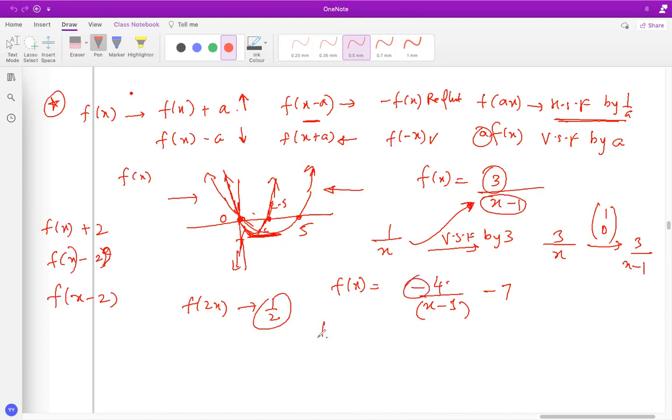So my question is that I want to map 1 upon x to this graph. So first thing what I'm going to do is reflect in x-axis. So I get x-axis or y-axis here. So you'll get negative of x. So I get negative 1 over x.